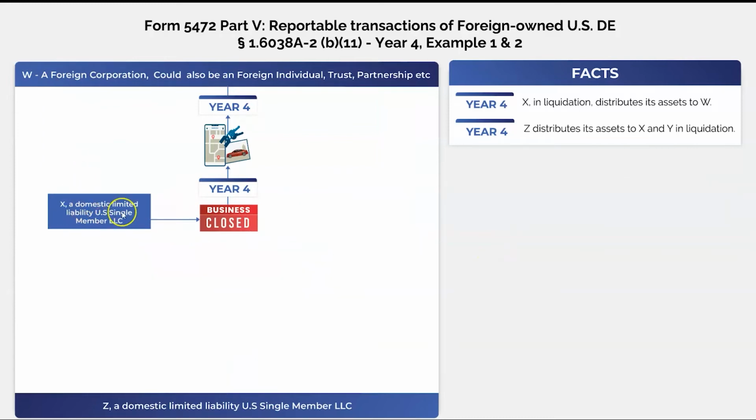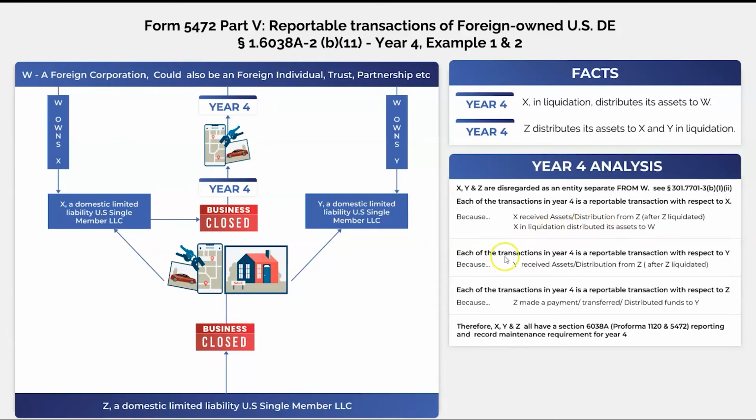So here, X is going to file pro forma 1120 and 5472. It's going to check the box that it's filing a final return, and it's also going to declare or disclose that it transfers all these assets back to its parent. So that's what's going to happen to X. So that's why X has a reportable transaction.